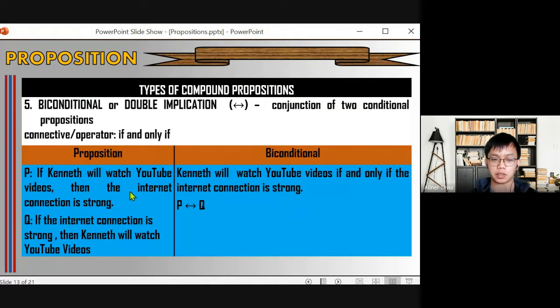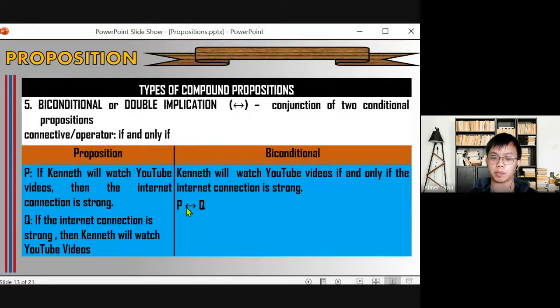Tapos yung then statement naman, o yung conclusion sa ating first proposition, naging hypothesis sa ating second proposition. So napalit yung hypothesis and conclusion. Then we can state these two propositions as one, which is called a biconditional. Okay, and that is, you can have here, Kenneth will watch YouTube videos if and only if the internet connection is strong. So we use the connective if and only if, and if we're going to symbolize that, we're just going to have here P if and only if Q.